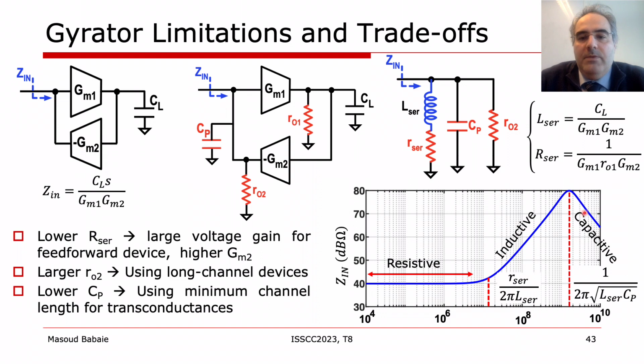At frequencies above the self-resonance frequency of the gyrator, which is related to 1 over the square root of Cp times L series, the input impedance becomes capacitive and reduces linearly with frequency. Note that the self-resonance frequency of this circuit should be at least 5 to 10 times higher than the system bandwidth. There are also some strong trade-offs in the gyrator design. The undesired series resistance can be reduced by increasing GM1 and GM2 and increasing the size of those transconductances. However, this would also increase the parasitic input capacitance of the gyrator and accordingly reduce the inductor's self-resonance frequency.